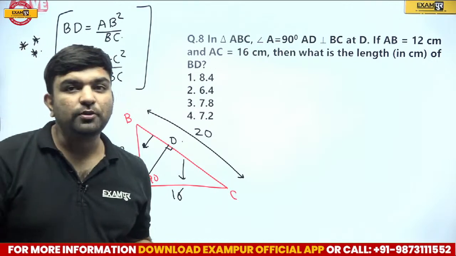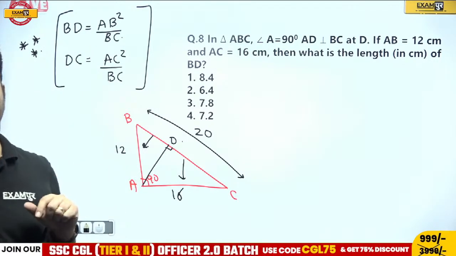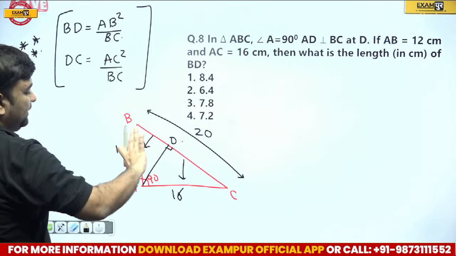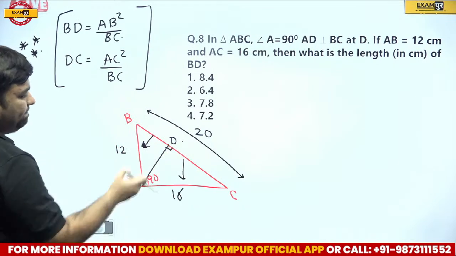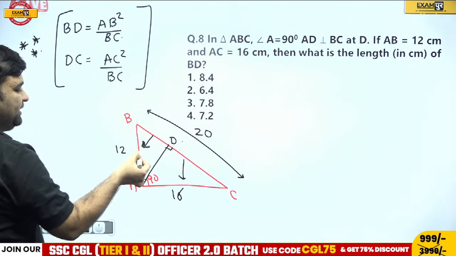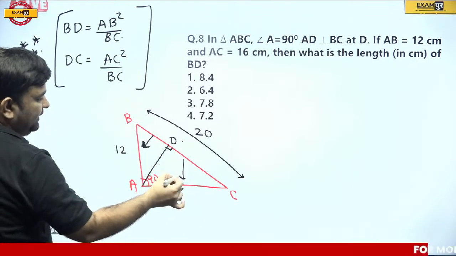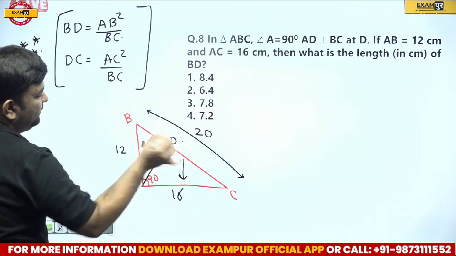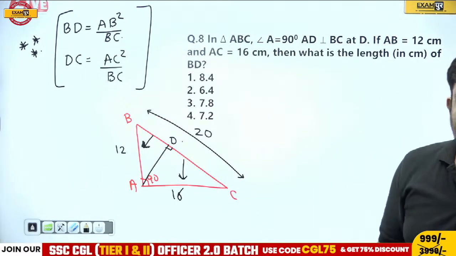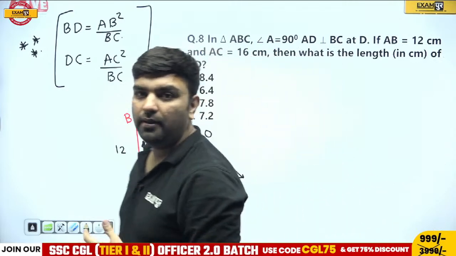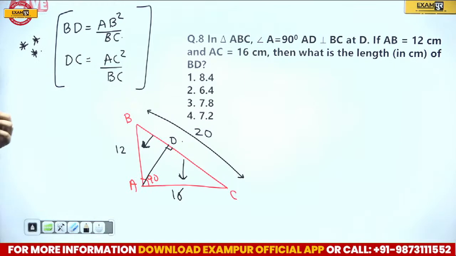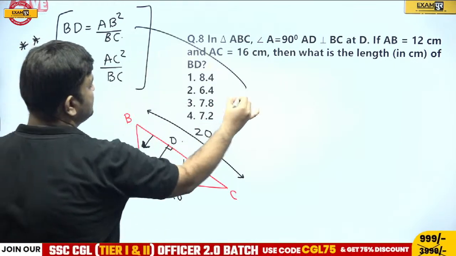Which is next to impossible in the exam pressure, to apply the similarity. So the only option left for you is: BD is AB squared divided by AC, that is, the hypotenuse. BD is the side opposite to it, squared, divided by the hypotenuse. And DC is the side opposite to it, squared, divided by the hypotenuse. Otherwise, you have to apply the similarity live in the examination hall, which is very, very difficult, guys, to apply it correctly.